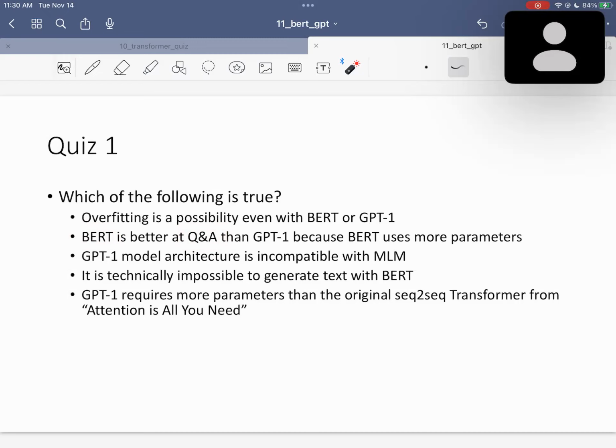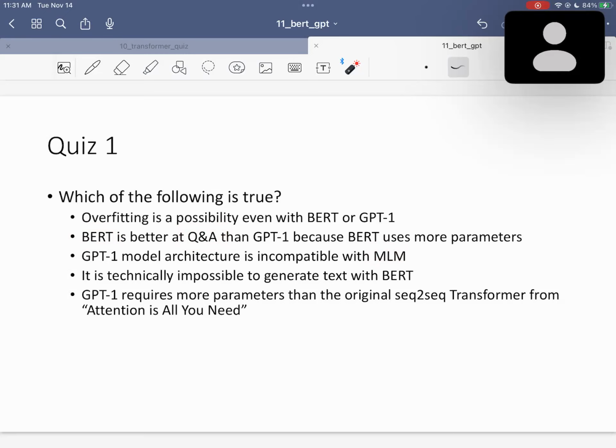And GPT-1 model architecture is incompatible with MLM. Actually, no, you can still do MLM with the architecture being a forward decoder-only model. You can still do MLM with a decoder-only model. I mean, there's probably no reason why we would do it, but still, it's not an impossibility.